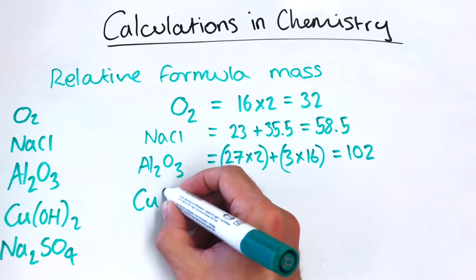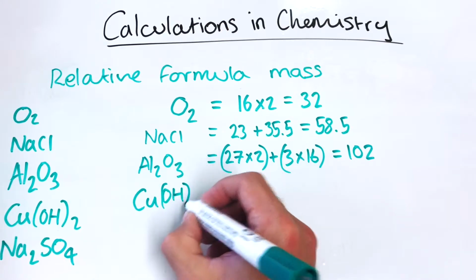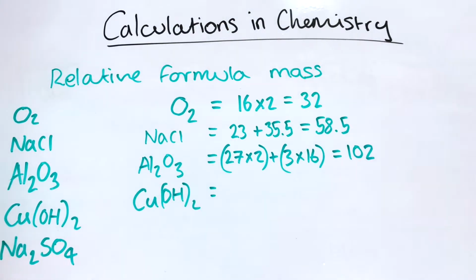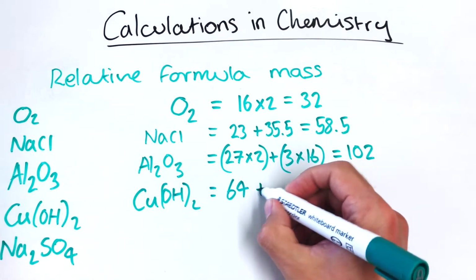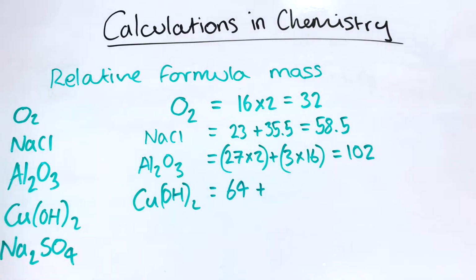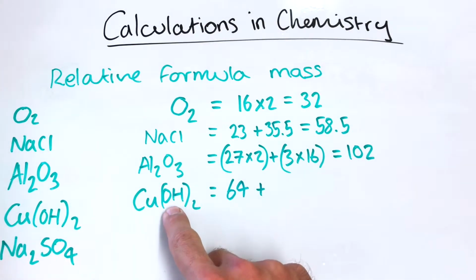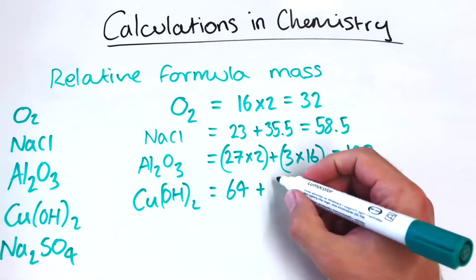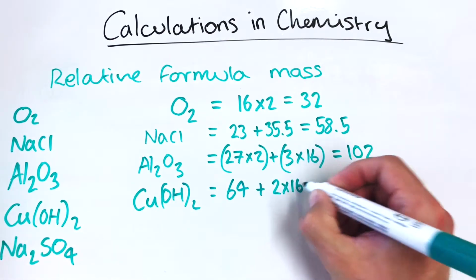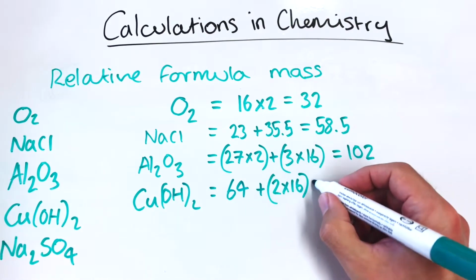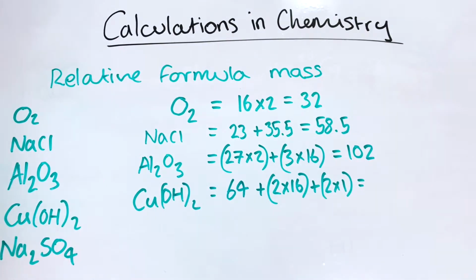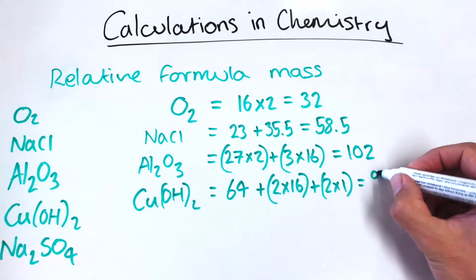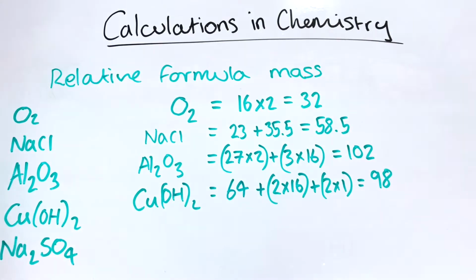For copper hydroxide, here we have a copper atom with a mass of 64. So we have 1 of those. We've also got 2 times everything in this bracket. So we've got 2 oxygen atoms, so 2 times 16 for the oxygens, plus 2 times 1 for the hydrogens. So we have a total mass here of copper hydroxide of 98.